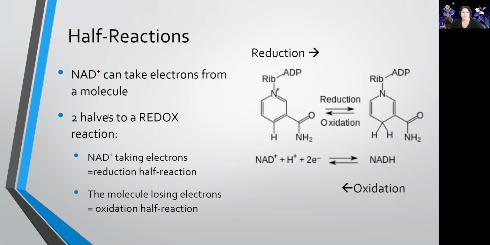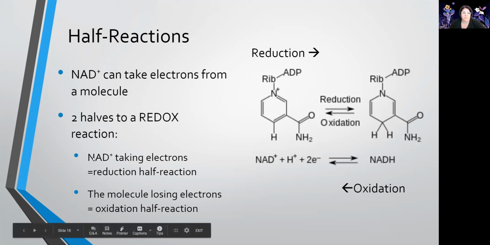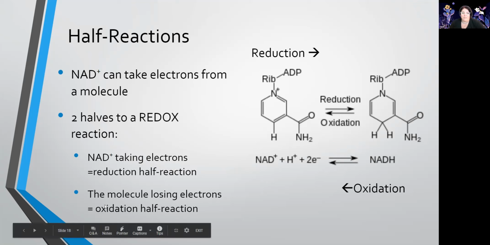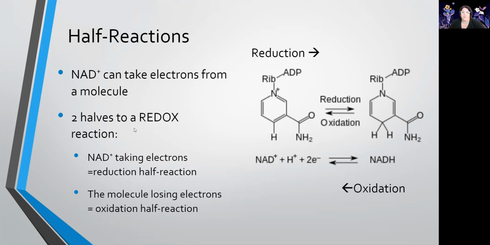There are two halves to this reaction. This is pretty much what I just said, but you can split this reaction into two parts. First, the reduction is half of it, so the NAD+ taking the electron, and then the other half is the oxidation, where something is losing the electron. So often you'll see half reactions referred to when you look at redox reactions. One of them is the reduction part, one of them is the oxidation.